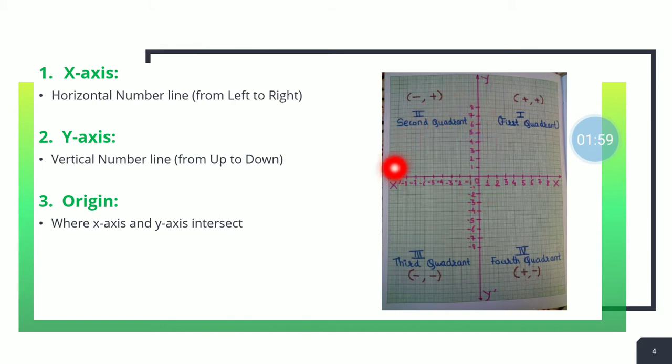Now, the Cartesian coordinate system is divided into four quadrants: the first, second, third and fourth. Here, x and y are both positive, so it is plus comma plus. In the second quadrant, x is negative and y is positive, so the sign is minus comma plus. In the third quadrant, x is negative and y is also negative, so minus comma minus. And in the fourth quadrant, x is positive but y is negative, so plus comma minus.